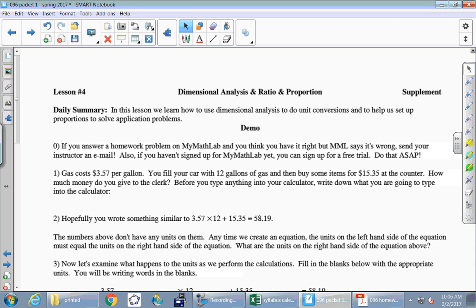It says gas costs $3.57 per gallon. You fill your car with 12 gallons of gas and then buy some items for $15.35 at the counter. How much money do you give to the clerk? You're welcome to type stuff into the calculator, but before you do, I'd really love for you to write an expression. Write down what you want to type into the calculator and then type it in, and then we will come back together.